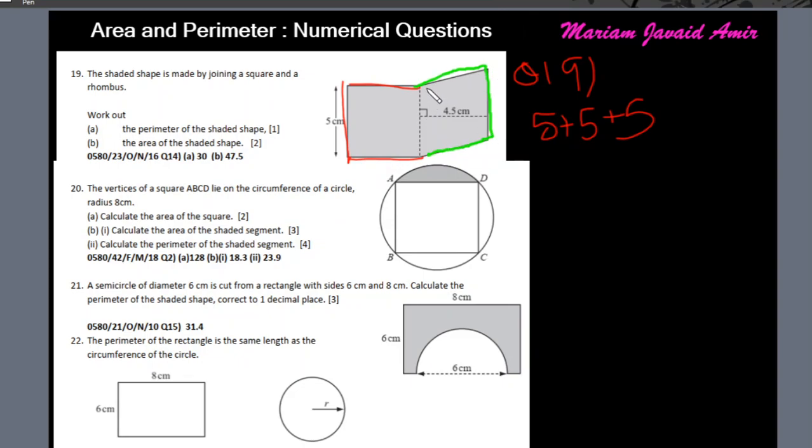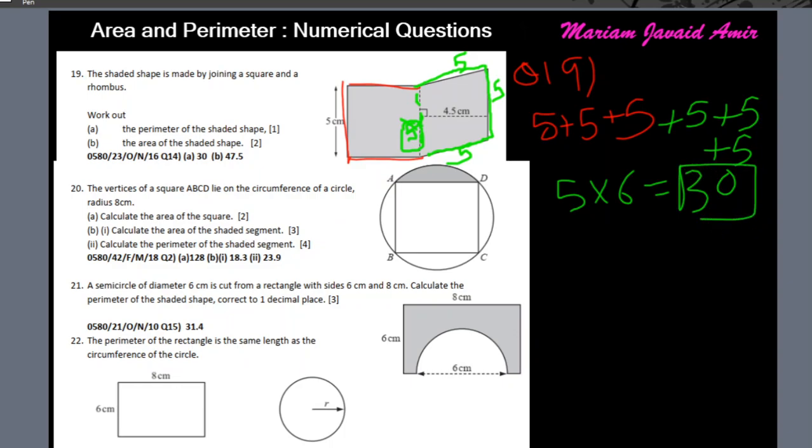Now this is a rhombus again, and since this dotted line is 5, that means this will be 5, this will be 5, this will be 5, but this dotted 5 won't be included in the perimeter, because perimeter is the sum of the lengths of the boundary, not any inner values. So 5 plus 5 plus 5, so we get 5 times 6, which is 30, which is the answer for 19A.